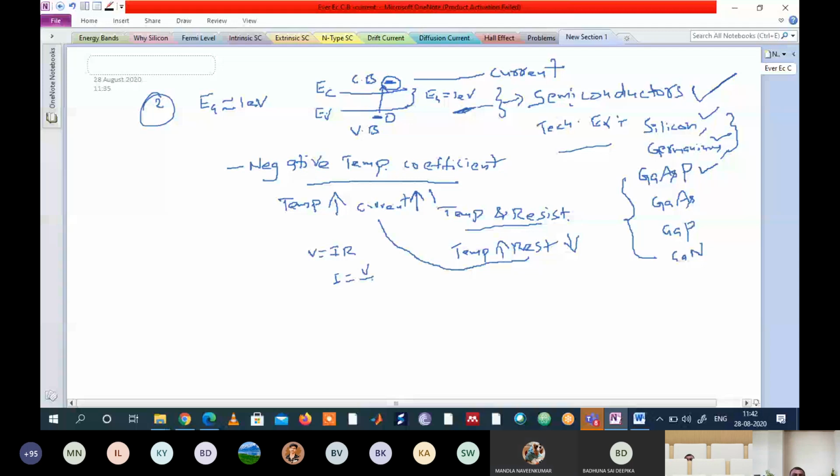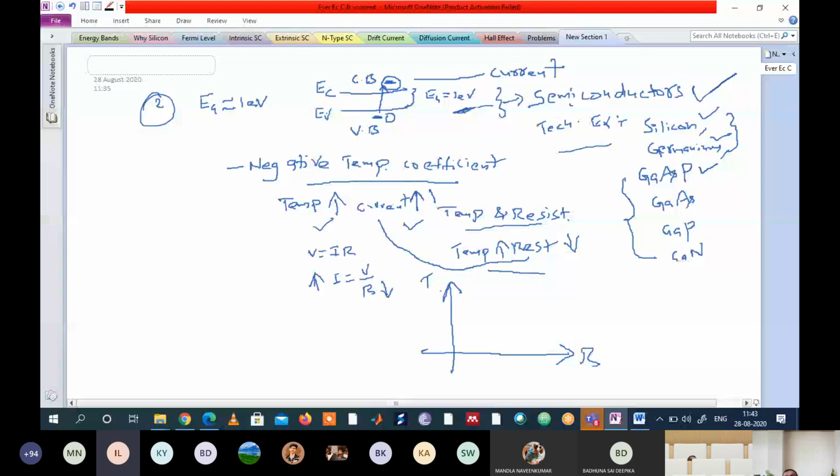If current is increasing, what about resistance? Decreasing. Now in negative temperature coefficient, temperature is increasing, current is increasing. But what is temperature coefficient? It is nothing but the relation between temperature and resistance. Now can you draw a graph between temperature and resistance here? Because temperature is increasing, current is increasing and resistance is decreasing. Now if you draw a graph between temperature and resistance, take resistance on the x-axis and temperature on the y-axis.